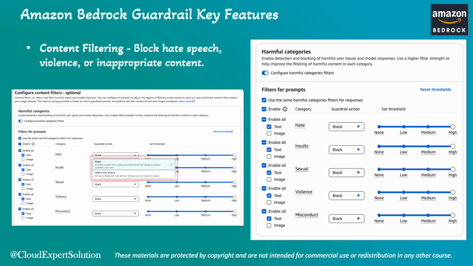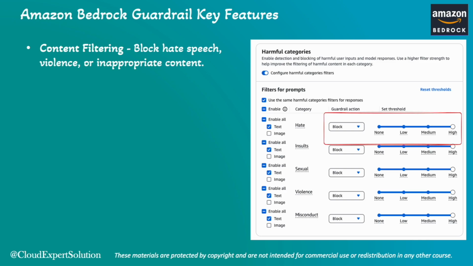You can enable either detection or blocking of harmful user inputs and model responses, and you can use a higher filter strength to help improve the filtering of harmful content under each category. And here you can see you have an option to configure none, low, medium, or high, and you can configure categories like hate, insult, sexual content, violence, or misconduct.